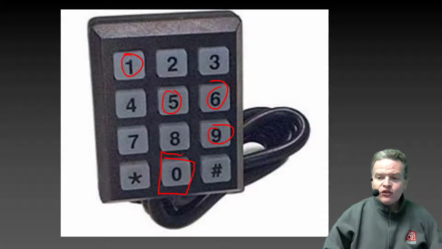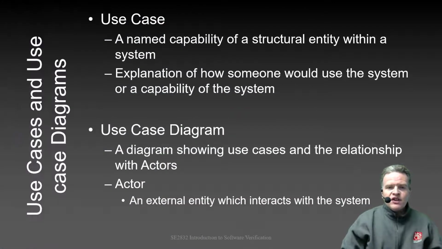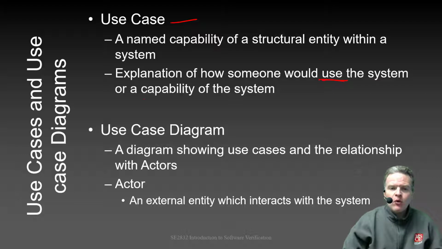In this video, we are going to use the ThugBug system as an example to describe how one can use use cases to develop tests for a given system. By definition, a use case represents a named capability of a structural entity within a system. Essentially, that's a big word for an explanation of how someone would use the system or some capability of the system to do something. A use case diagram is a diagram showing the use cases and their relationship with the actors, where the actors are essentially the external entities that interact with the system that we are building.